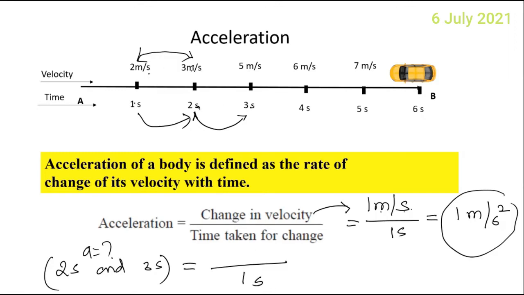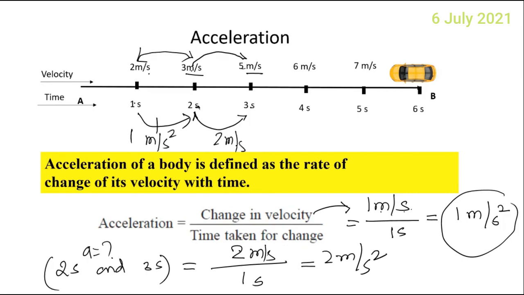But how much is the change in velocity? 3 to 5 here. 3 meter per second to 5 meter per second. So if you subtract 3 from 5, you get 2 meter per second. Now can you quickly tell me what is the acceleration? 2 meter per second square. See, acceleration is changed. Here it is 1 meter per second square and here it is 2 meter per second square. Now you can tell me what is the acceleration here, here and here. So you can do that later.